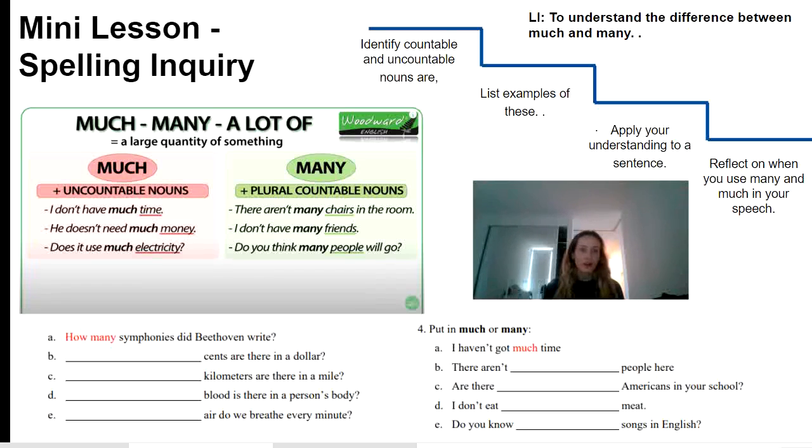Okay, so time, we can't count time. We can't say 1 time, 2 time, 3 time. Okay, we can't count money. We can't say 1 money, 2 money, 3 money. We can't count electricity. It's not 1 electricity, 2 electricity. So these are things that you cannot count.